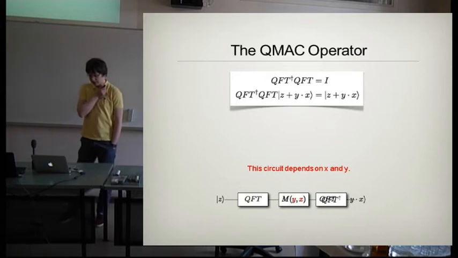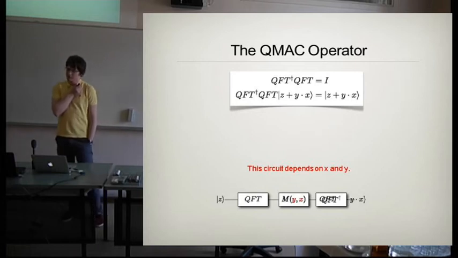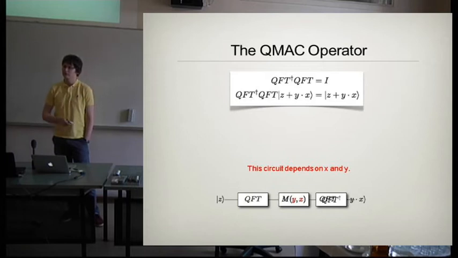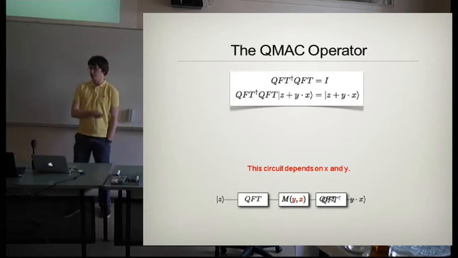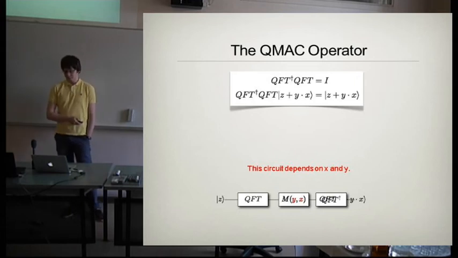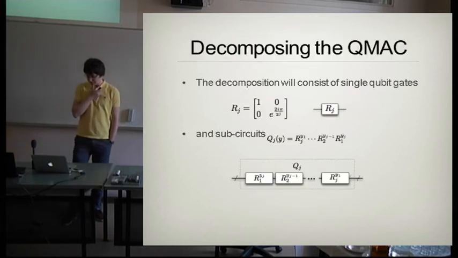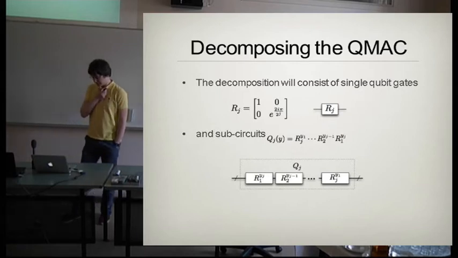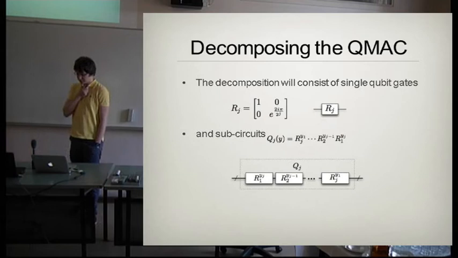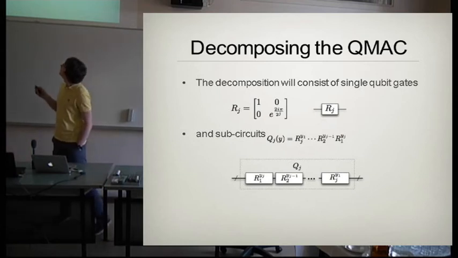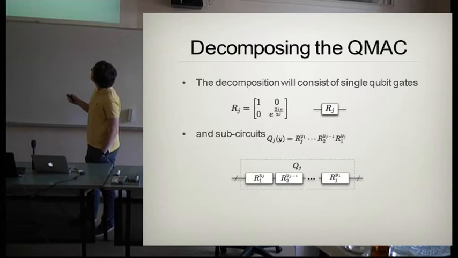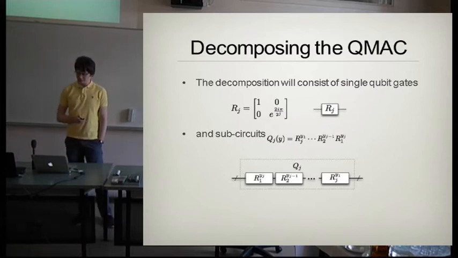The problem here is that the M operator itself depends on y and x, which is something that we don't want, because we cannot change our circuit which implements it every time we have different y's and different x's. So we need to decompose it to a more appropriate set of gates. We will use the phase shift gates and sub-circuits that are composed of those. Like here. Just take different phase shift gates and we control them depending on a different bit of y.